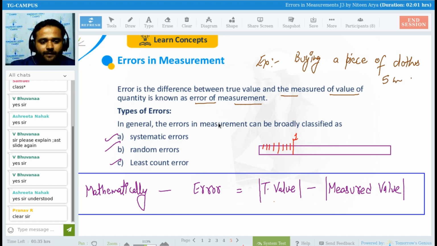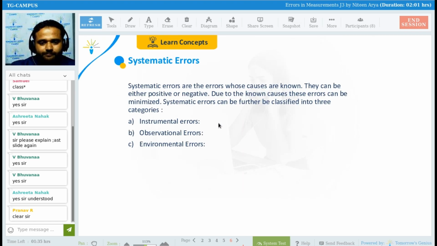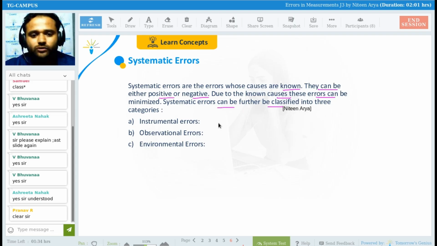Okay, good. So that is systematic error. Now one by one we are going to focus on what these are. Systematic errors are those errors whose causes are known to us. They can be either positive or negative. Due to the known causes, these errors can be minimized. Systematic errors can be further classified into 3 categories: instrumental, observational, environmental.